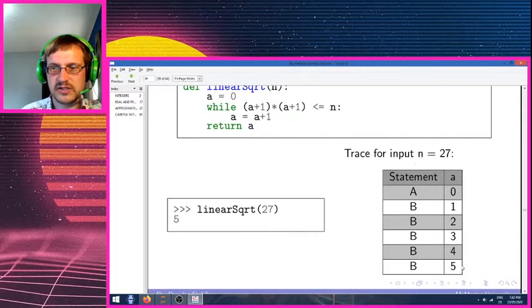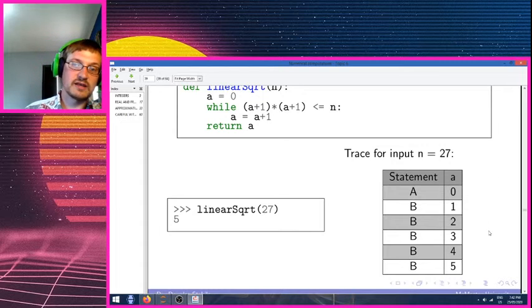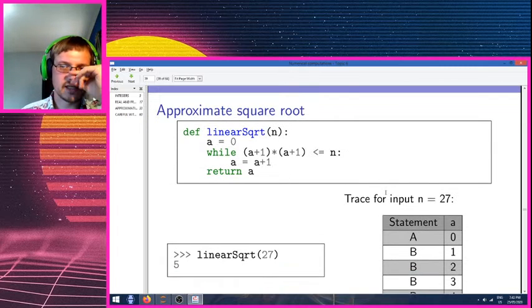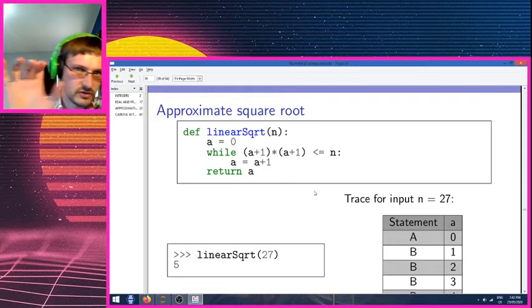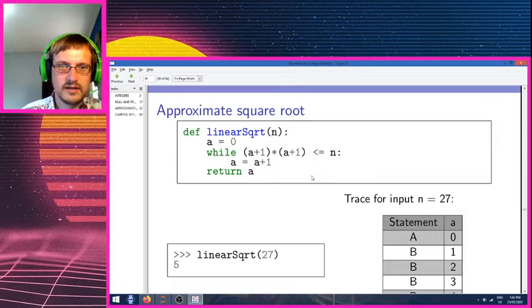So in this case, the square of 5 is less than 27, or the square of 6 is greater than 27. So we know that the square root of 27 is somewhere between 5 and 6. And in this particular case, it'll just give you the lower value rather than give you the interval. So there you go.